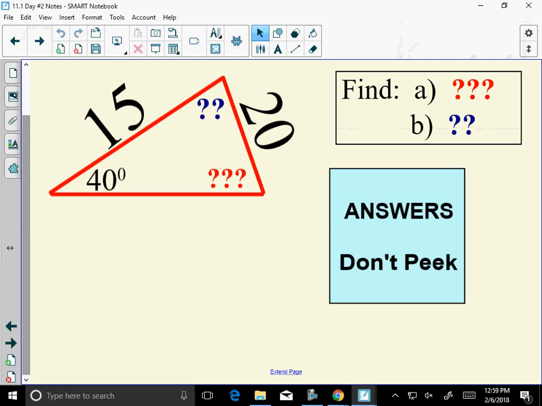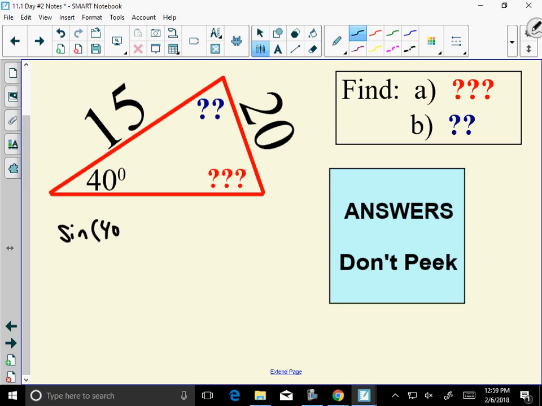Using law of sines, how would I find those missing angles? Joey just voluntold an answer. So Joey, I would take the sine of 40 over what? Let's call it beta over 15. And then, so this would be beta, right? And then we cross multiply.